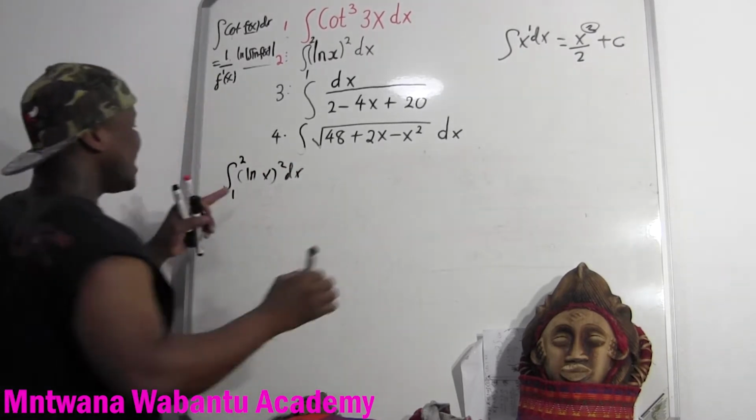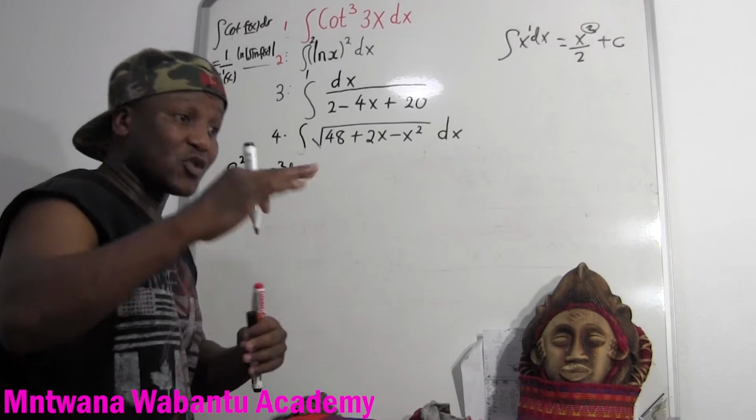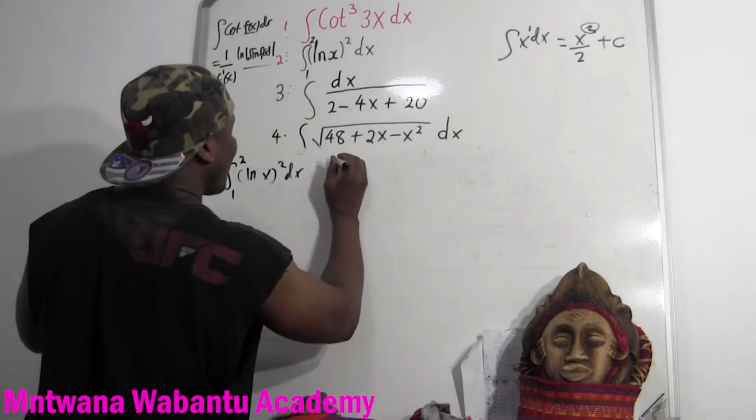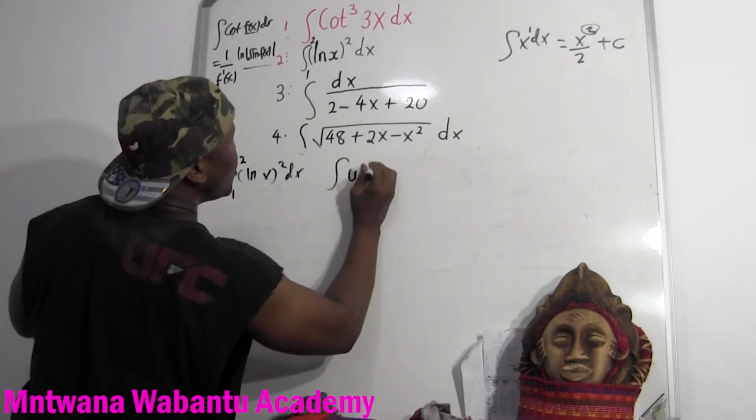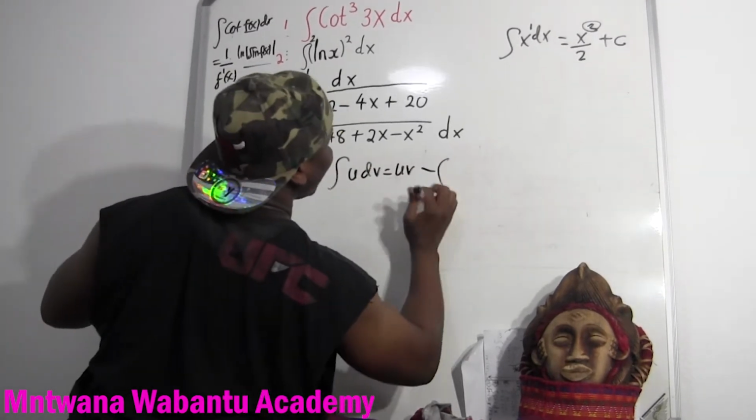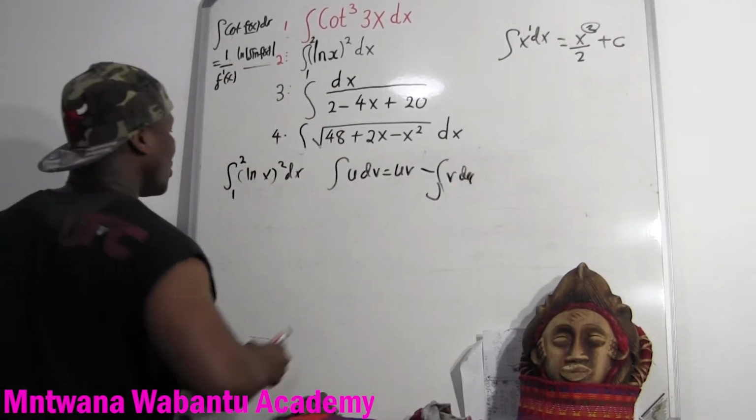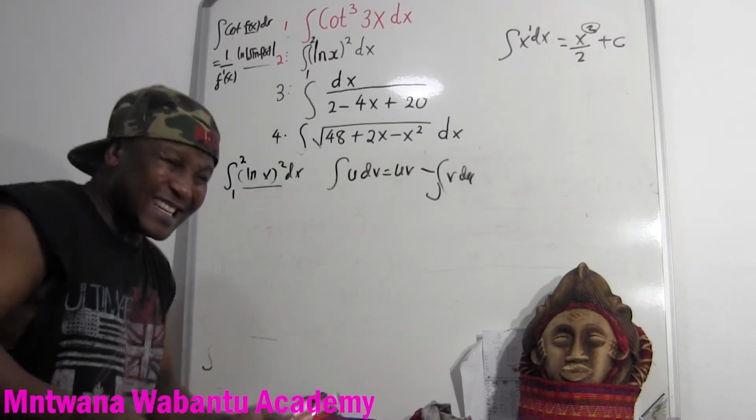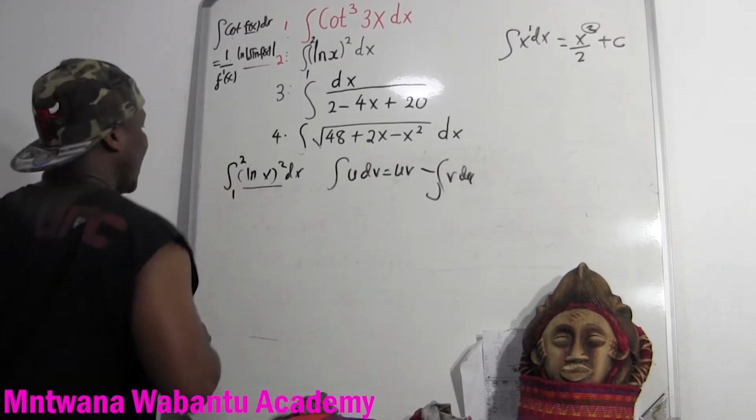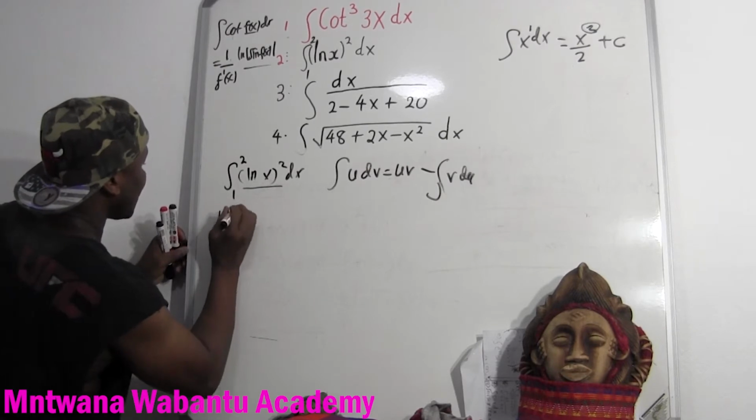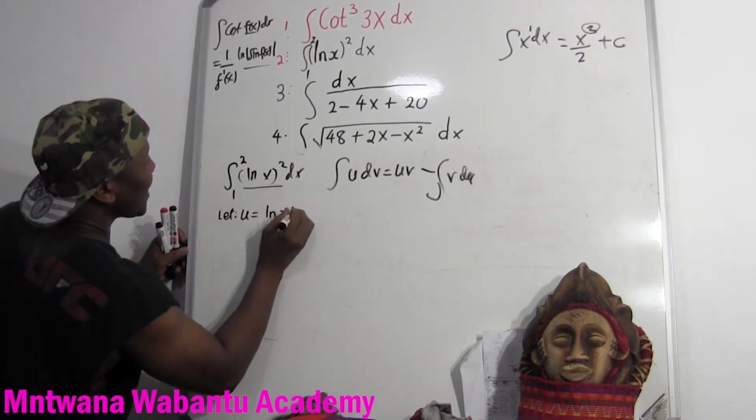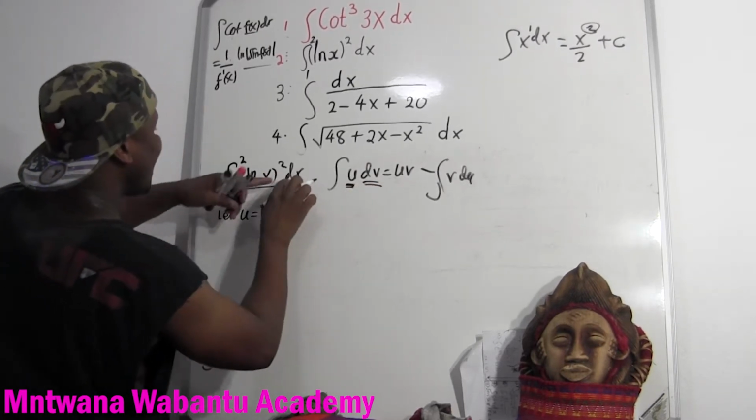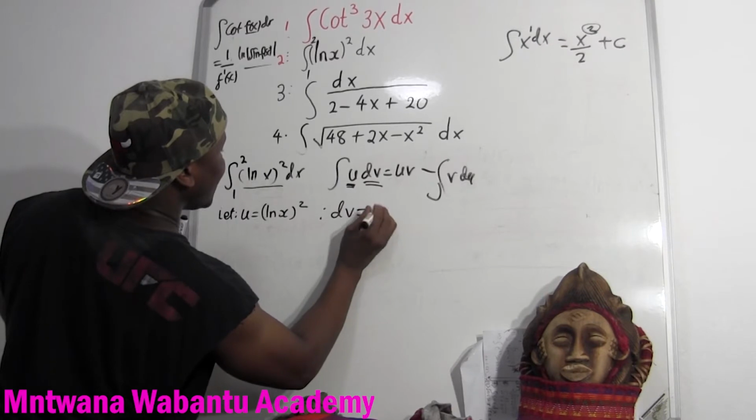Since this is an integral by parts, you can go to my video to see how to integrate by parts. By parts, you integrate like this: integral of u dv equals uv minus integral of v du. So what is u? For this case, u is the ln of x squared, because you don't want to integrate ln of x. So I'll say let u equal (ln of x) squared, and dv equal to dx.